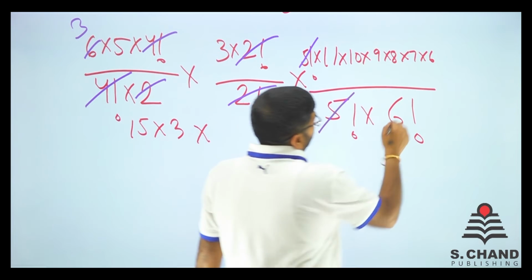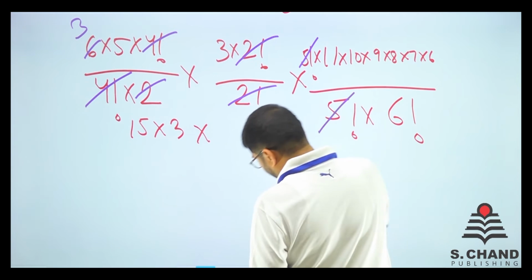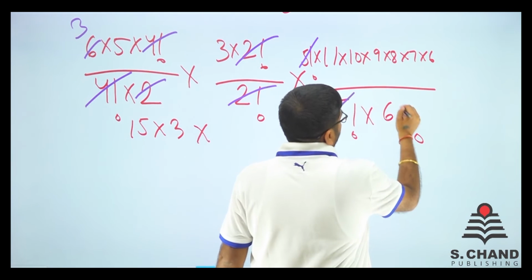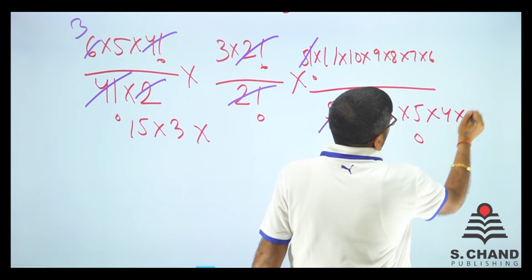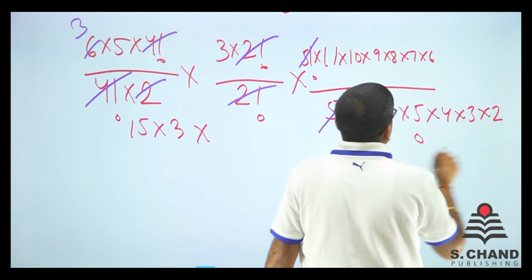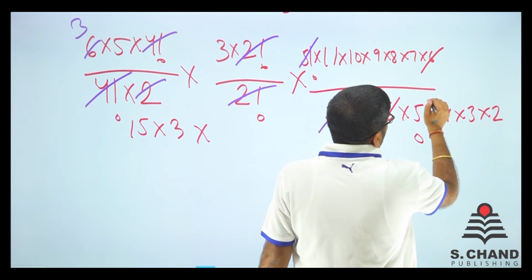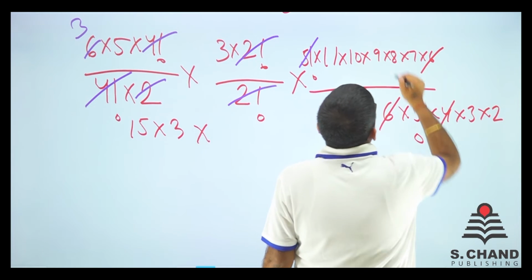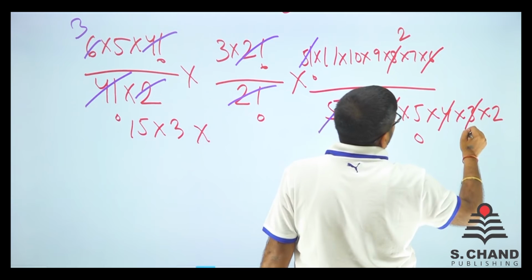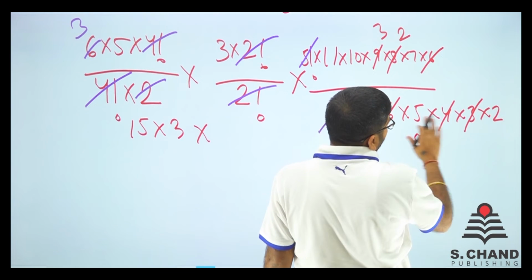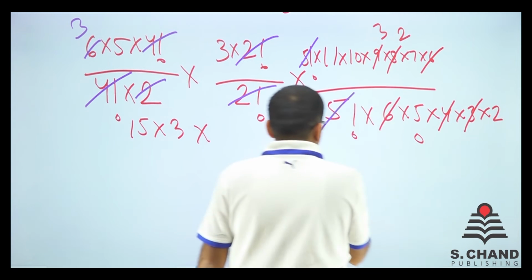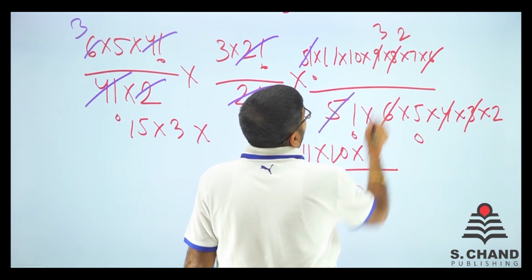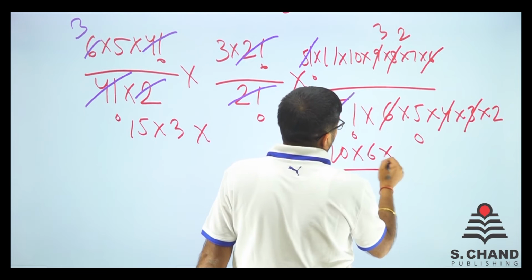Now here, so 6 factorial can be written as 6 into 5 into 4 into 3 into 2 into 1. So 6 gone. Leave 5. What is 4? That is 2. 3, that is 3. So I am putting just 5 into 2 here. So here it is 10. Here it is 11 into 10 into 3 into 2. That is 6 into 7.